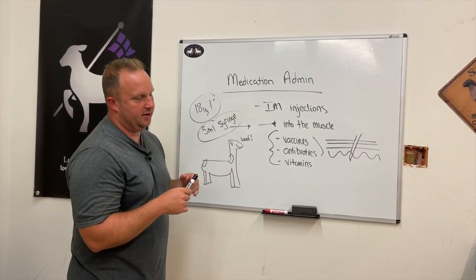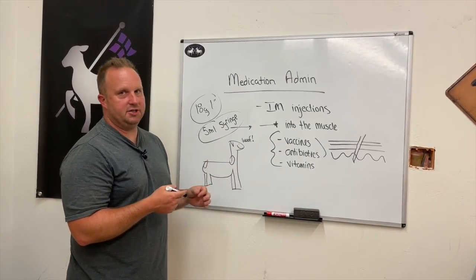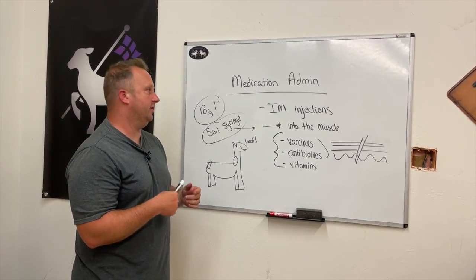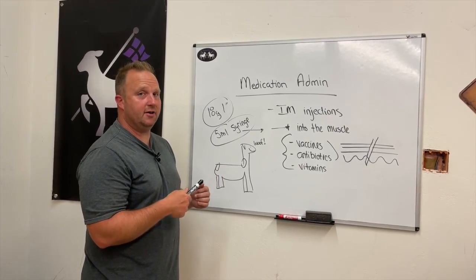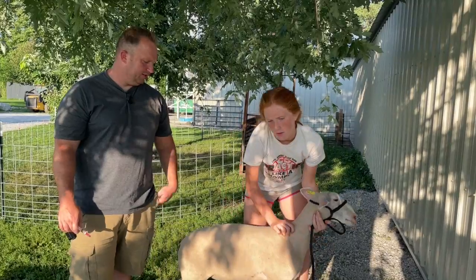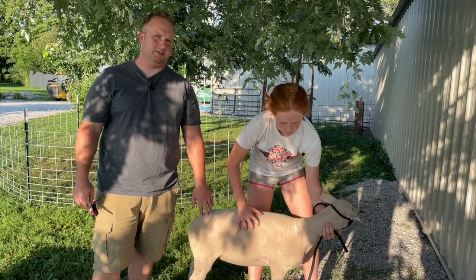When we get out into the yard, we'll show you a little bit more about that and show you the landmarks that you're going to want to follow to show you exactly where to give the shot. So with that being said, let's head out to the yard one more time. Alrighty, so this is Juno. And Juno is going to be our demonstration for our intramuscular injection.